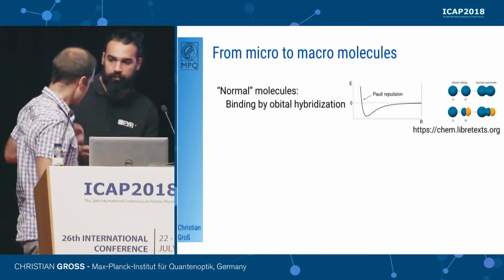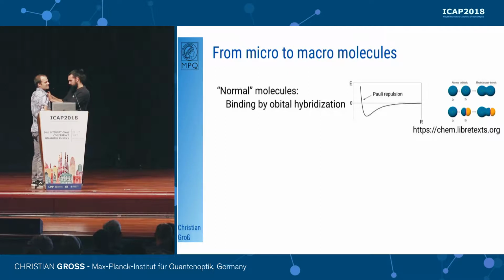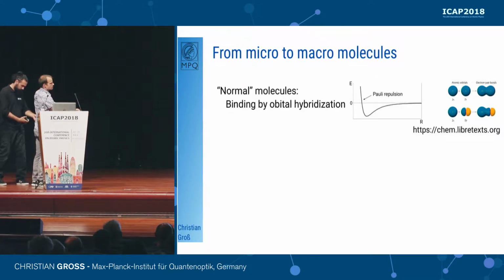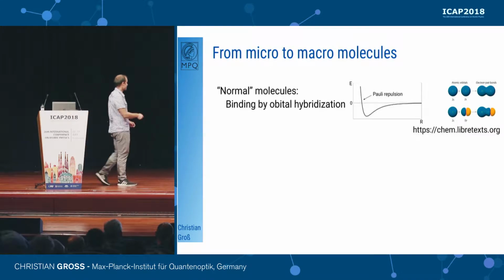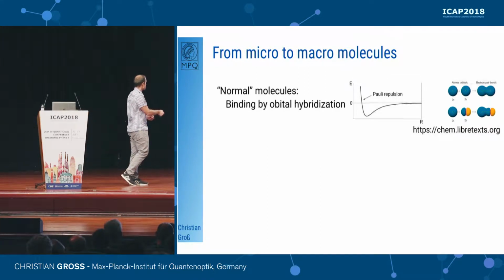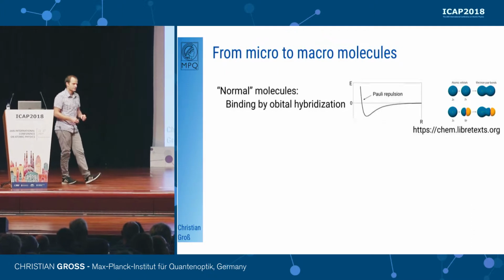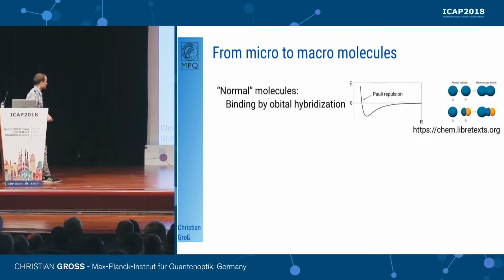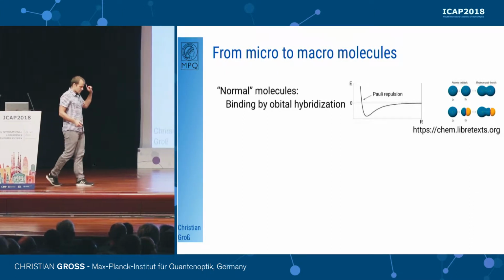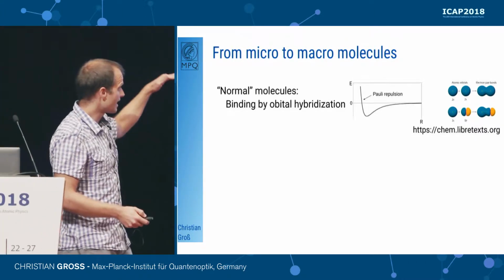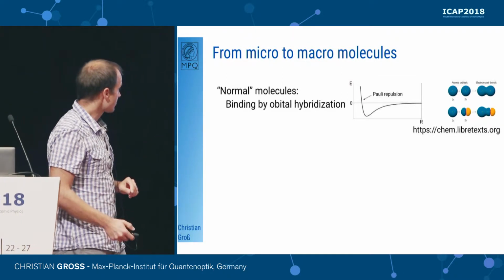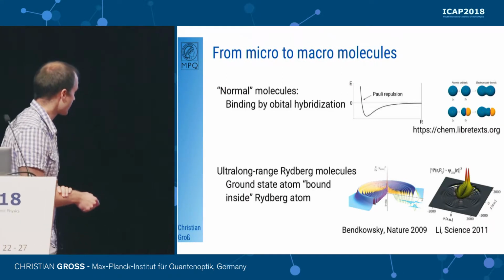That means basically that the equilibrium distance of those molecules is always pretty close compared to the size of their electron clouds. In other words, those molecules are bound by orbital hybridization, when they share an electron. This is going to be completely different with our Rydberg molecules, but now let me go along the line from normal ground state molecules to Rydberg ground state molecules.